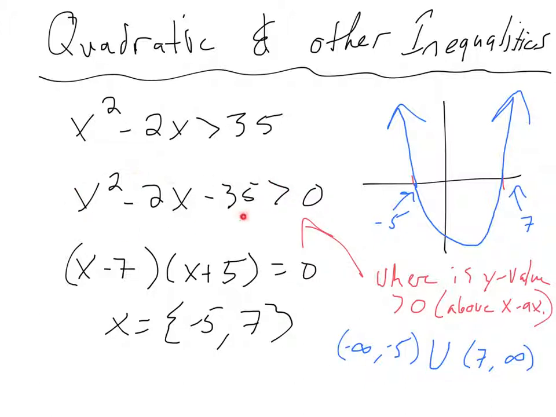that make this above the x-axis, right? And if it was less than, it would be the opposite. We would just put the numbers between negative 5 and 7, right? So it's best to use the graph to really understand nonlinear inequalities, right?